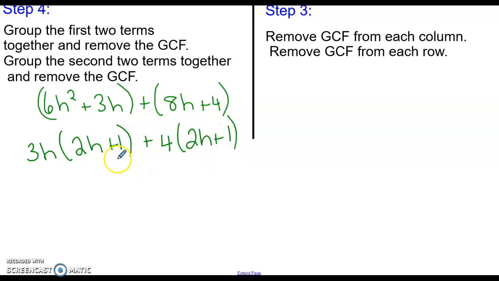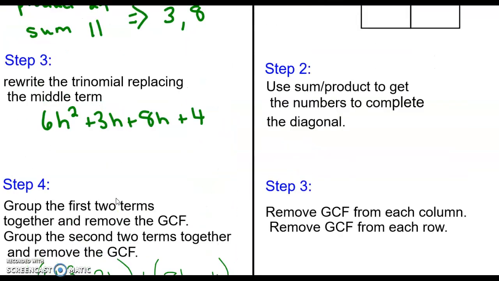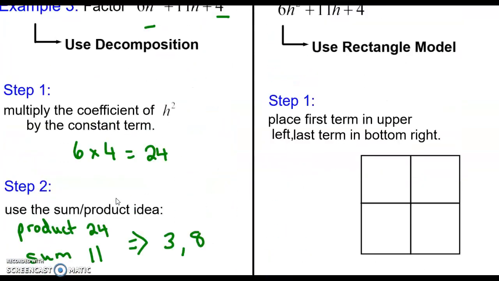by 4 is 1. And here's a real good indication that you've got your question done right if these 2 brackets match. So your final solution then would be 3h plus 4, and your matching bracket is 2h plus 1. And if you want to check your answer and make sure it's correct, you can always work backwards using the distributive property. Let's see how we can do this same question using the rectangle model.